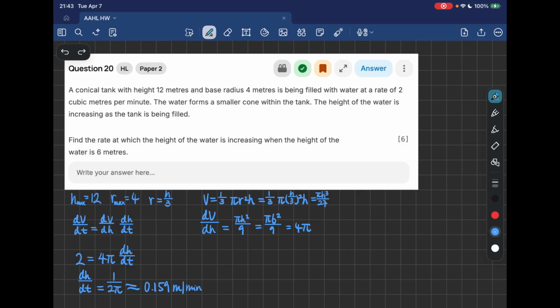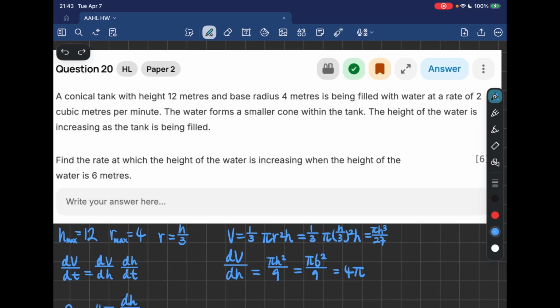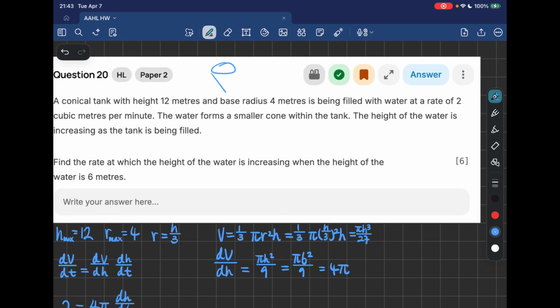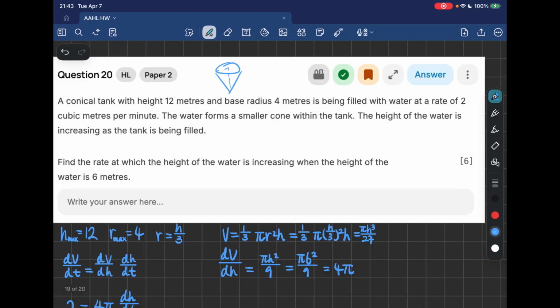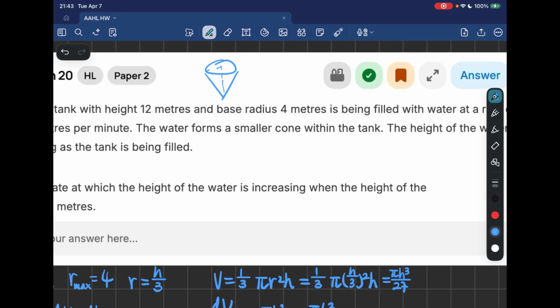So this is another paper 2 related rates question. It's similar to what we did before. It's a conical tank and it's inverted. I think for these types of questions, they are basically always inverted. It has a max height of 12 meters and radius of 4 meters, being filled with water at a rate of 2. So the water fills from the bottom and goes up, right? So the height and the radius increase.